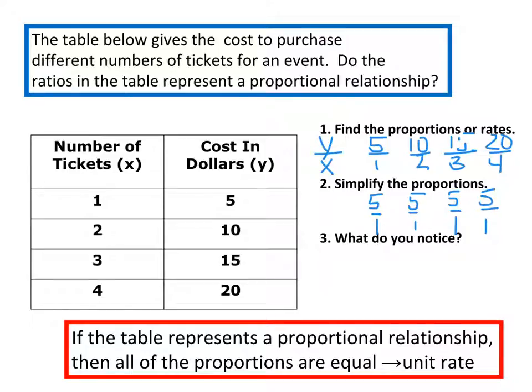Because all of these simplify to 5 to 1, this is a proportional relationship, and our constant of proportionality is 5, or $5 for one ticket.